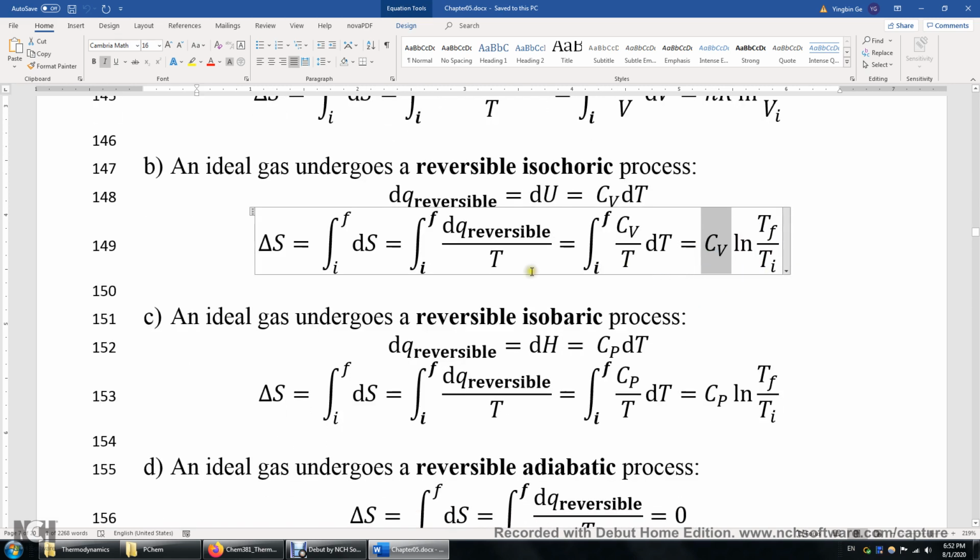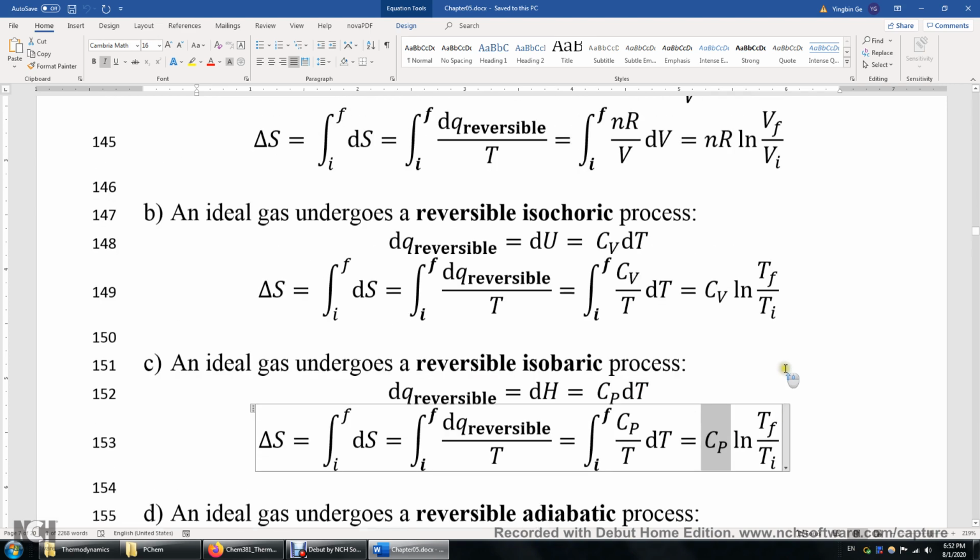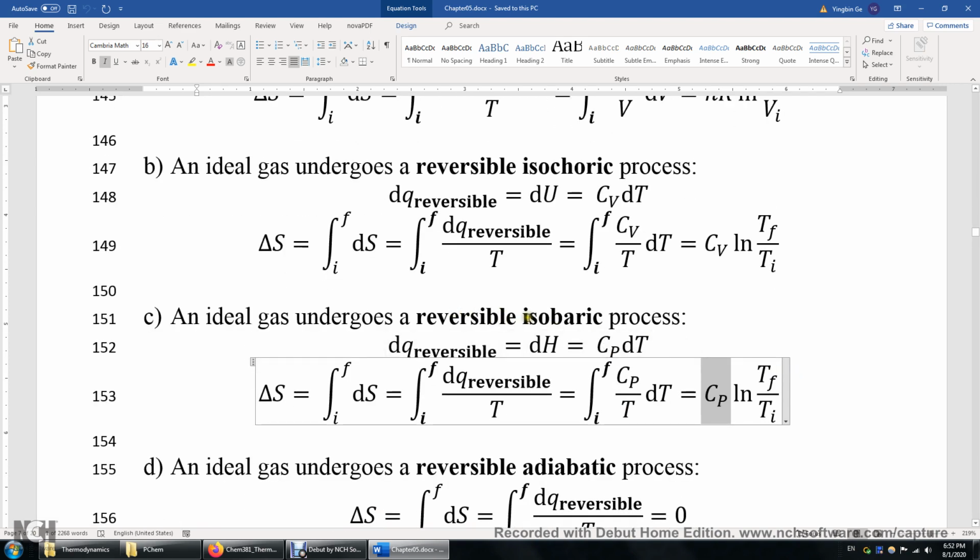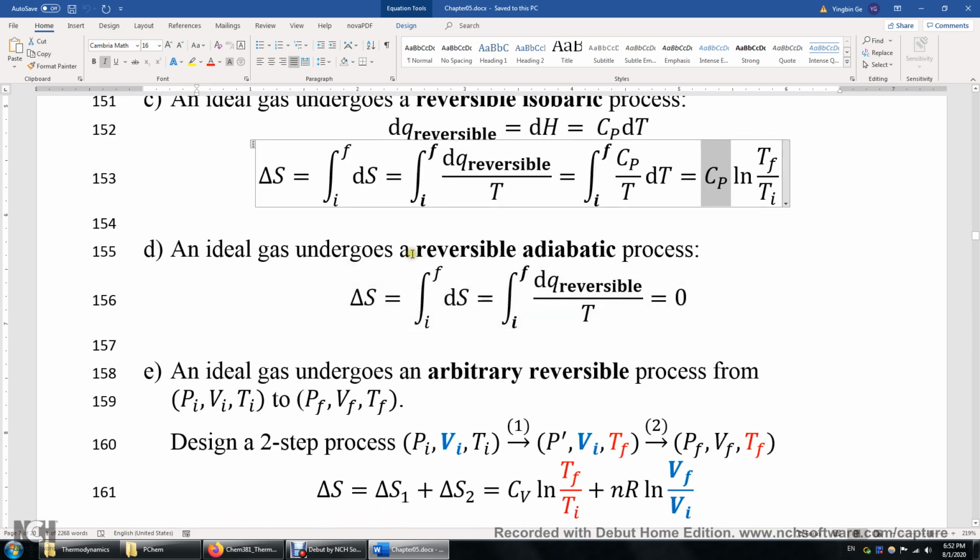What if we have a reversible isobaric process? Well, then dq reversible is equal to Cp dT. We plug in Cp dT here. The result is going to be Cp times the logarithm of the temperature ratio. What if it's a reversible adiabatic process? Well, it's simple. dq reversible is 0. The entropy change is 0. Therefore, in a reversible adiabatic process, the entropy remains constant.